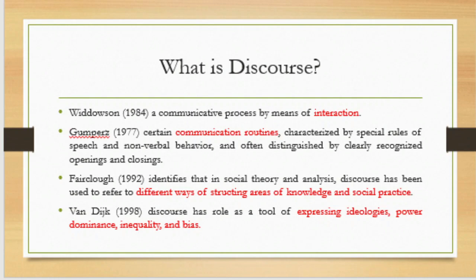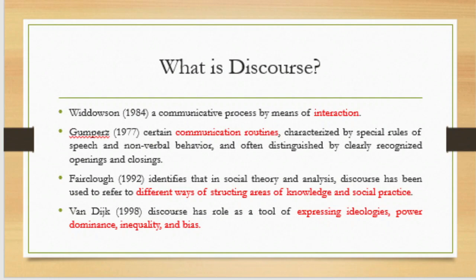Next is from Fairclough in 1992. Fairclough identifies that in social theory and analysis, discourse has been used to refer to different ways of structuring areas of knowledge and social practice. So different social practice will make someone think about different discourse that must be used, and it creates a structured knowledge inside the discourse user.